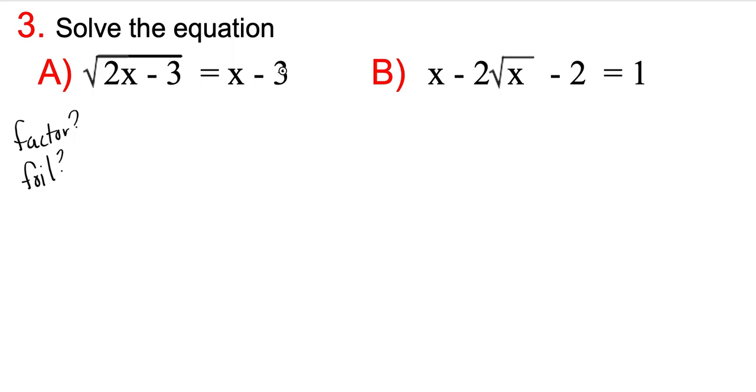We have a square root right here already by itself. So if the square root's by itself, you can take this step and square both sides, okay? And I'm specific when I say square both sides. I can't just square this and square this. That doesn't work. I have to square the entire side, okay? This is a step that people do incorrectly.